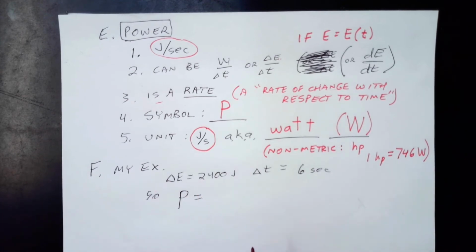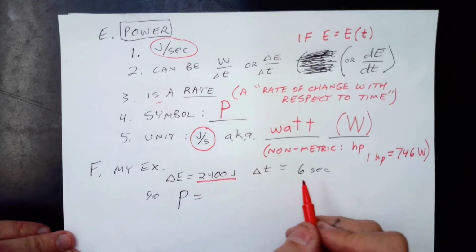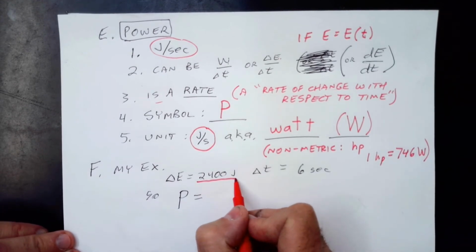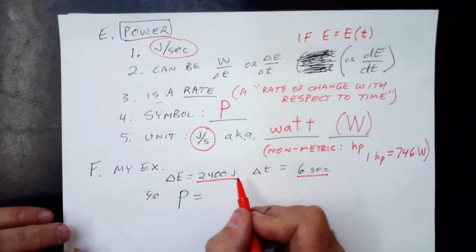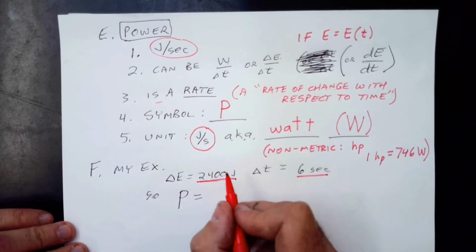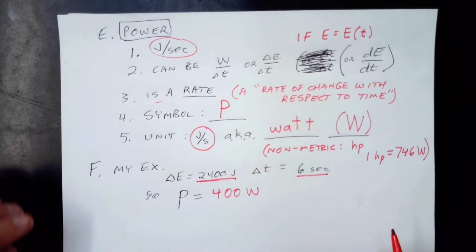Okay, so let's look at my example. In my example, we found that the amount of energy gained in gravitational and lost in chemical was 2,400 joules, and it took 6 seconds. So you just do delta E over delta T, and you get 400 watts. A little bit more than half a horsepower.